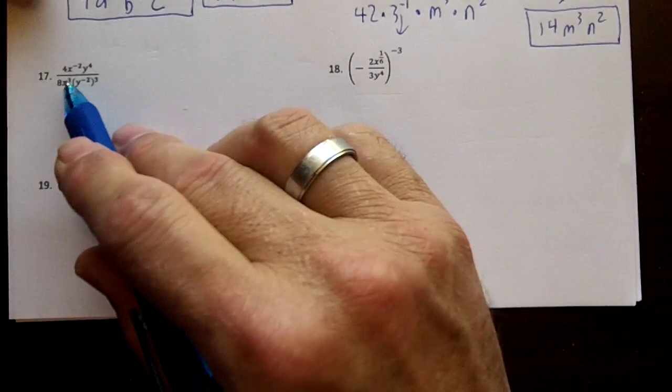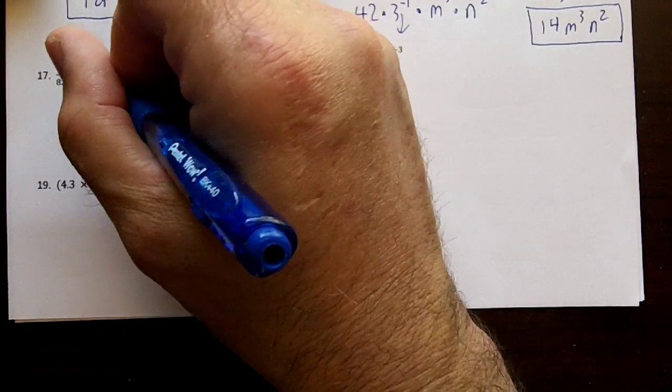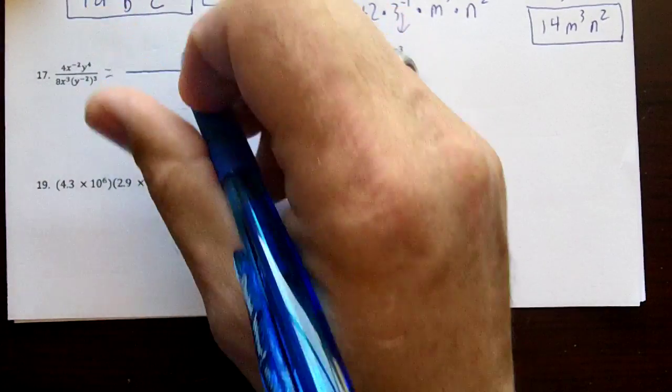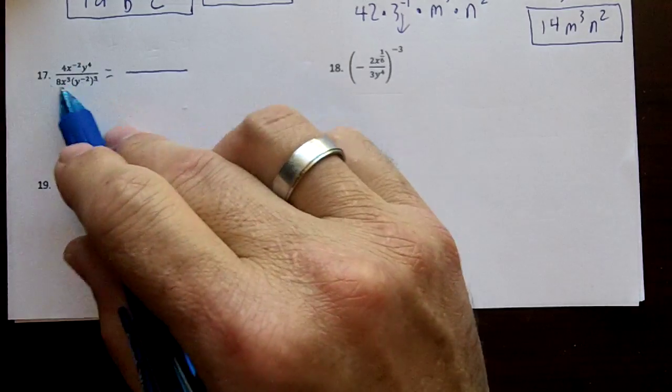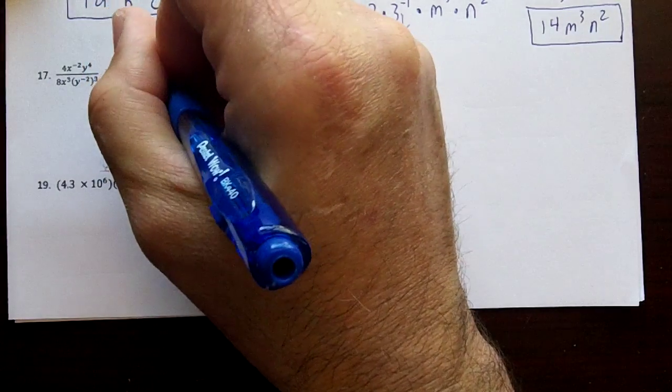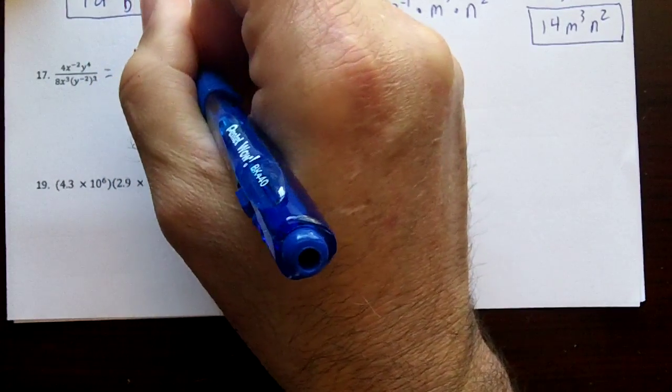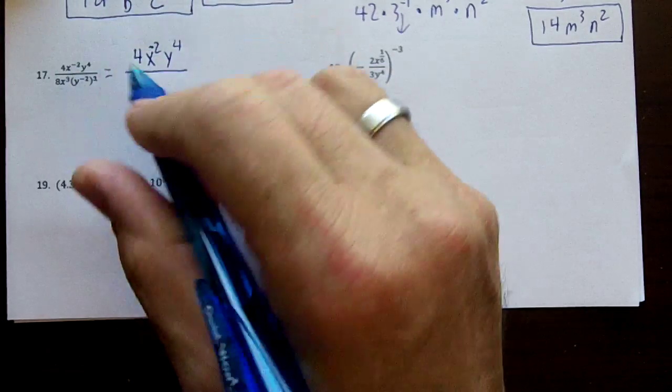Number 17. Okay. Let's multiply these first before we do any arithmetic. 4x to the negative 2, y to the 4. Let me put my negative here. 8x cubed.